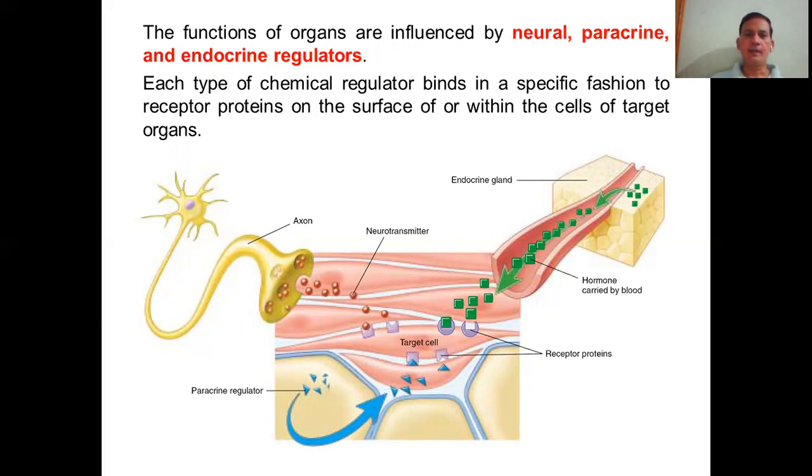Similarly, there are paracrine regulators. They are secreted by the organ itself and their target is completely different. So a single cell could be the target of 3-4 different chemical regulators. However, it will function in a different manner upon binding of a different chemical regulator.